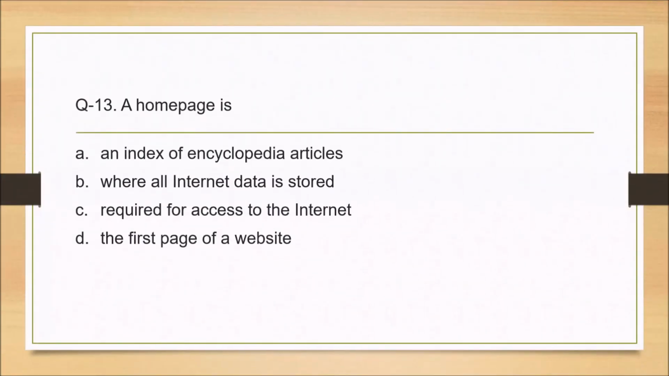Next is, a home page is, and the options are: an index of encyclopedia articles where all the internet data is stored, required for access to the internet, the first page of a website. So the correct option is, a home page is the first page of a website.